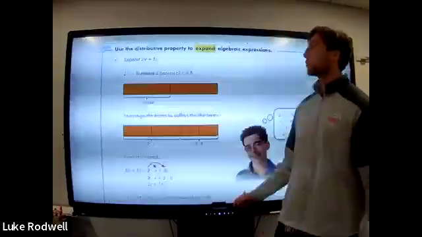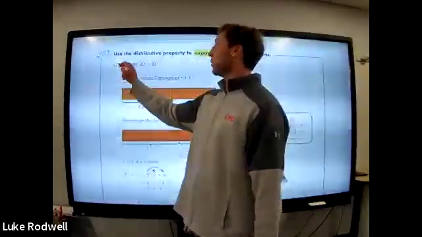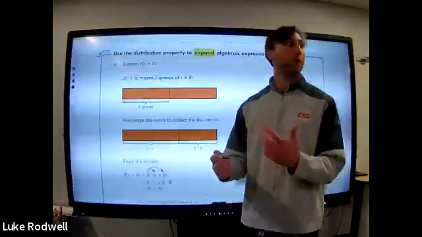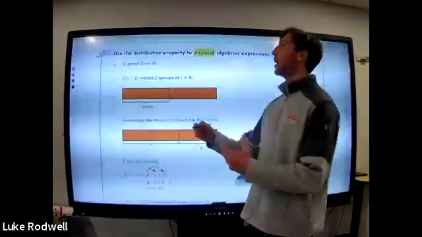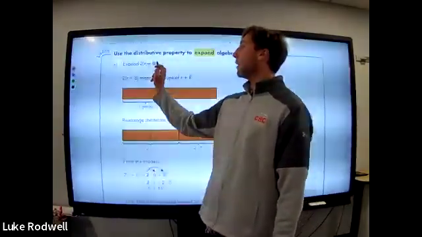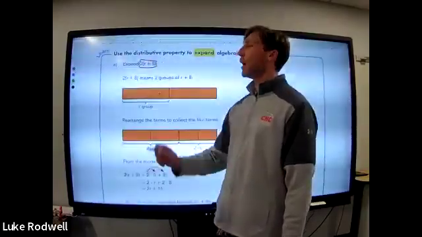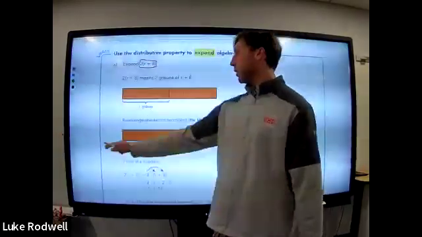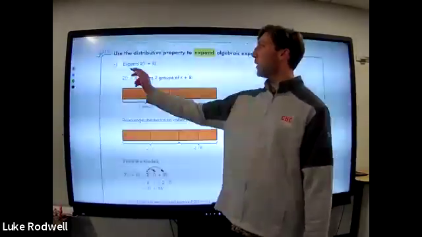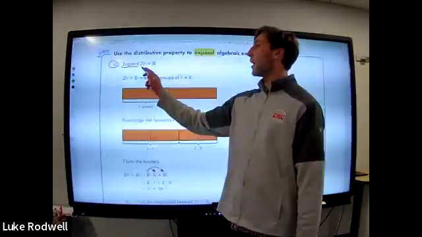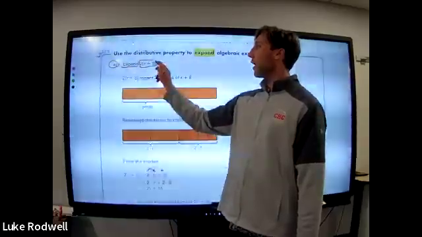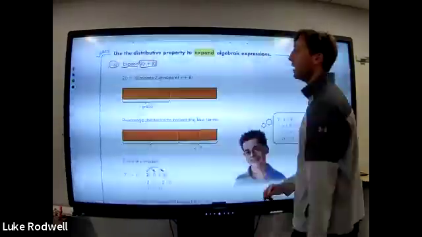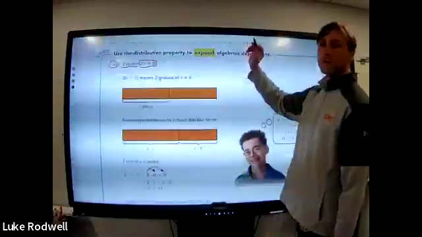7.4a Mr. Rodwell's recap. In this recap, we were talking about the distributive property and how to figure out questions when we have a set of parentheses that are multiplied by a certain constant or a certain variable. In this first example, we're being asked to expand 2 times parentheses r plus 8. This is essentially the same as asking you, what is 2 groups of r plus 8?